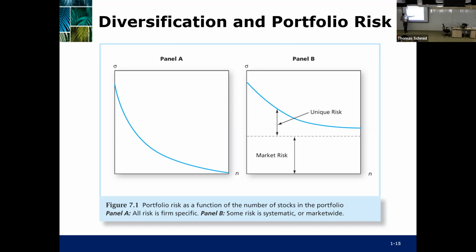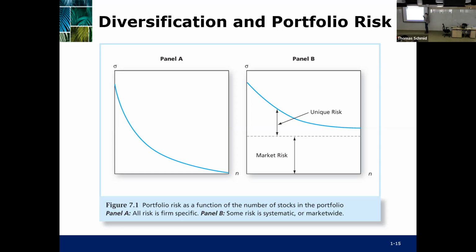For the more realistic case, if there is market risk and firm-specific risk, what happens is that as you add more and more stocks to your portfolio, your risk actually approaches market risk. So you completely diversify away the firm-specific part, but you can never diversify away the market risk, because this is the risk that affects all firms at the same time. So your risk approaches market risk.